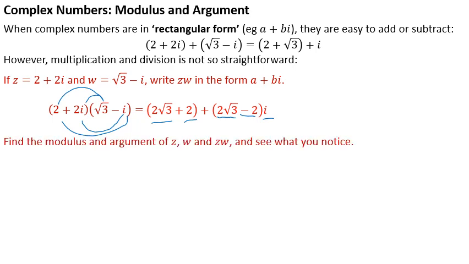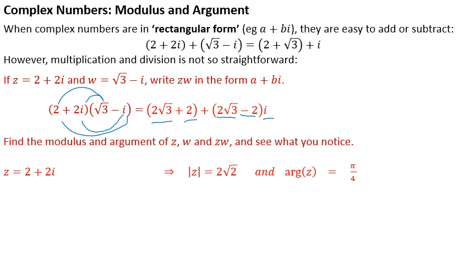The next thing I'd like you to do is calculate the modulus and the argument of these three complex numbers: 2 plus 2i, root 3 minus i, and the result of multiplying those two, which is now written above. When you've calculated all of those things and written them in exact form, see what you notice. Pause the video, complete that, and when you're ready, come back. So here's what I've got.